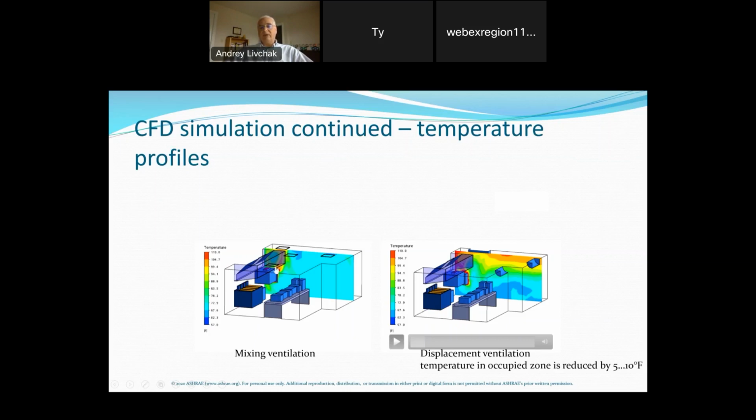Again, in these two cases, supply air temperature and supply airflow are exactly the same. And we can see that just changing the air distribution method, using displacement ventilation in kitchen environment, we can reduce the temperature in the occupied zone by 5 to 10 degrees Fahrenheit.